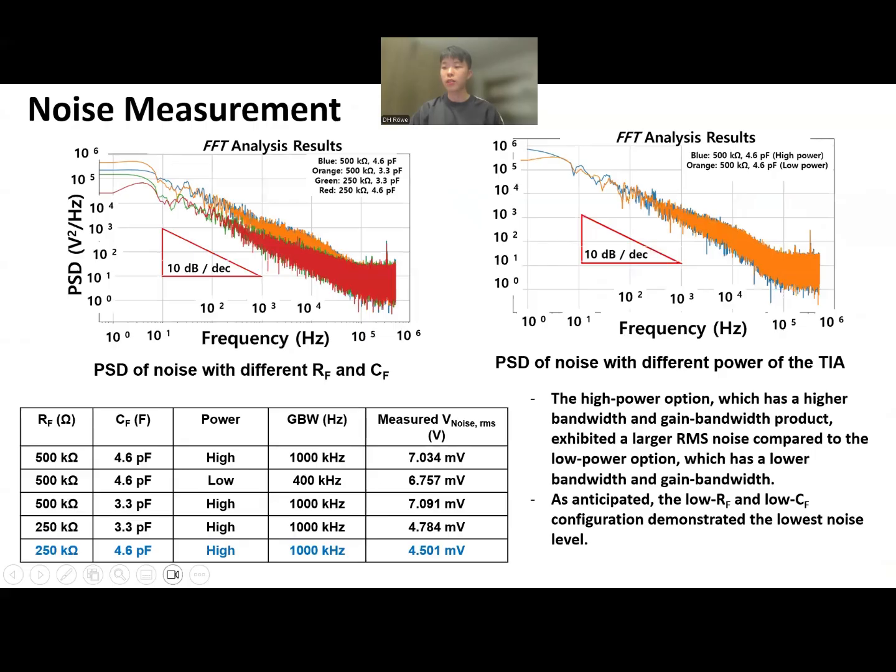The result showed that the configuration with the greater bandwidth showed higher RMS noise since it integrates over a wider frequency range. The RMS noise was lowest when we had RF of 250 kiloohms and CF of 4.6 picofarads.